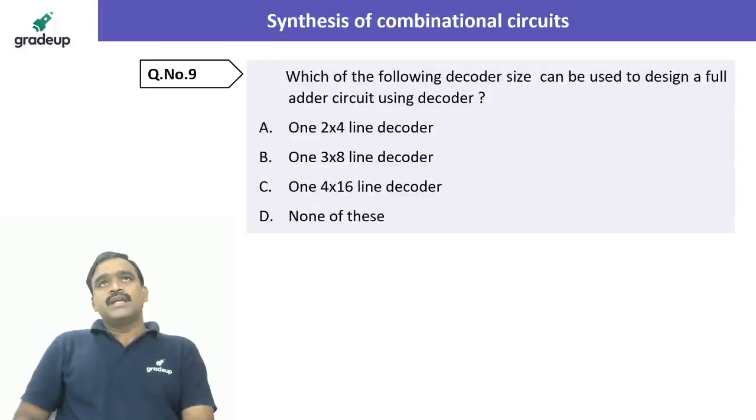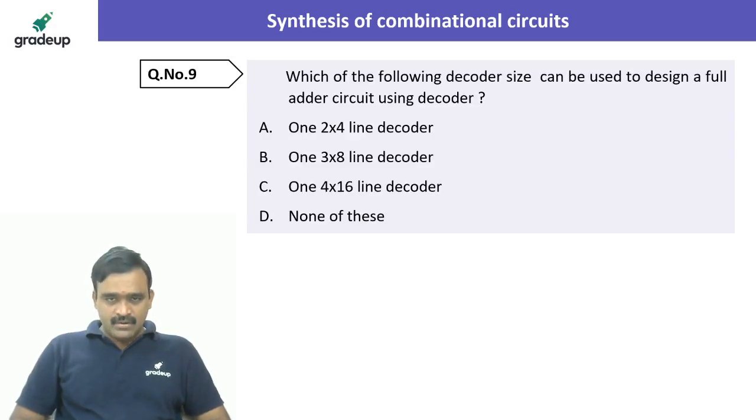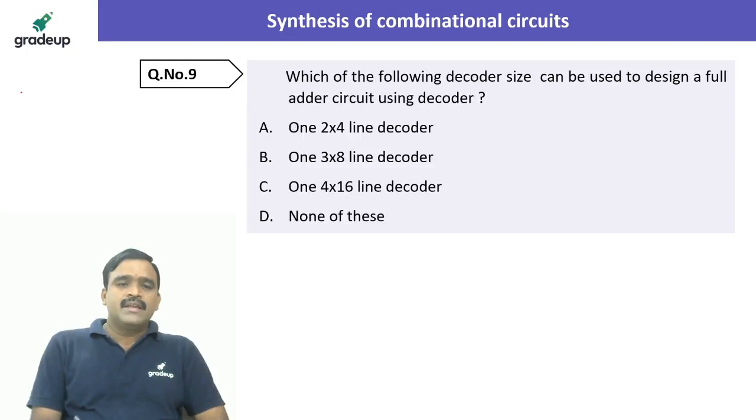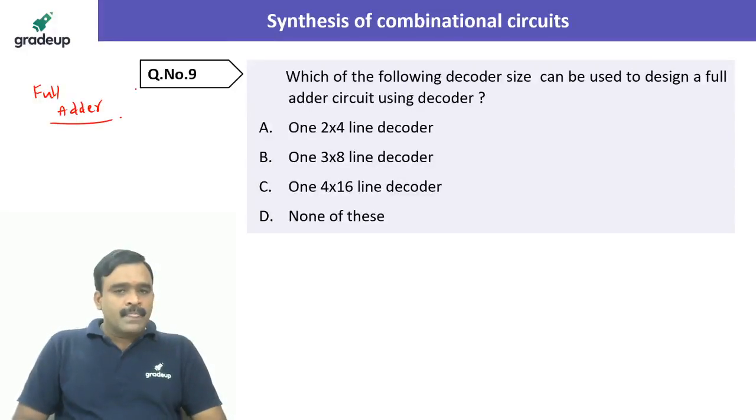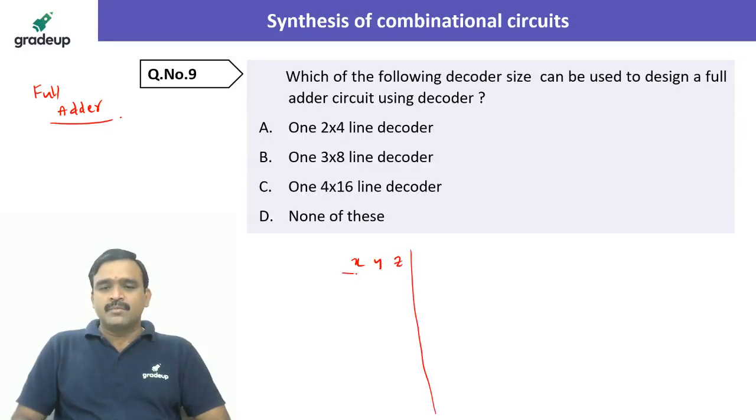Now this simple question I think every one of you could answer. Which of the following decoder sizes can be used to design a full adder circuit using the decoder? So I wanted to design a full adder. For designing the full adder circuit, which decoder can be used? I think every one of you can answer this very simply. So a full adder is a combinational circuit. I will just briefly explain. A full adder is a combinational circuit. It will take 3 inputs, 2 bits to be added and also the previous carry. It will produce the sum and carry, right?